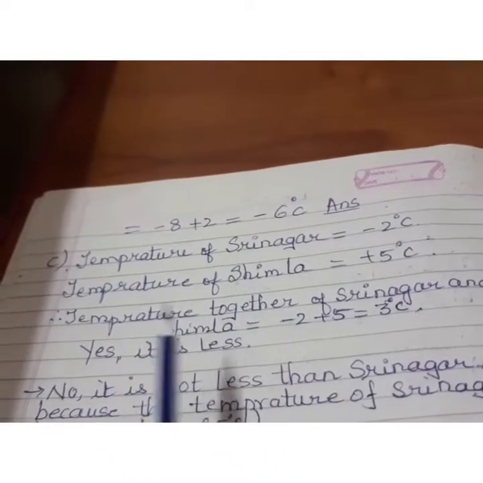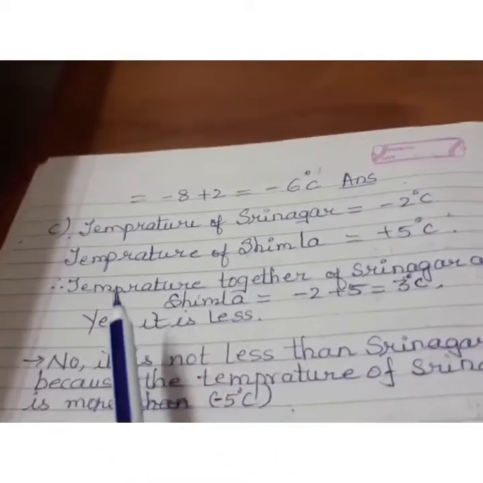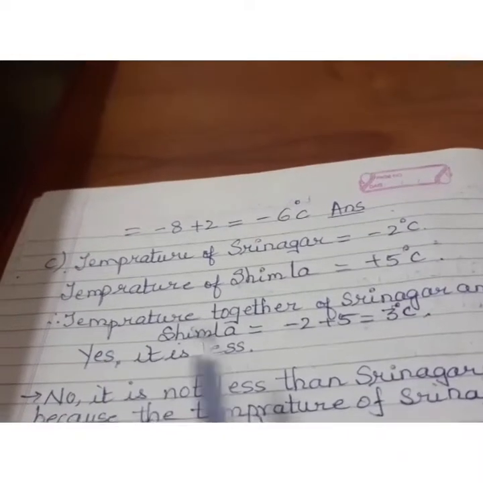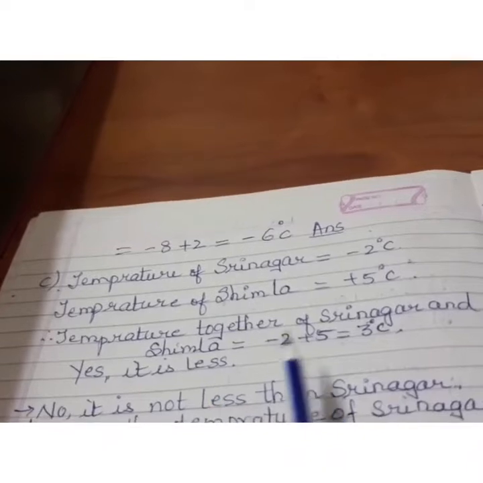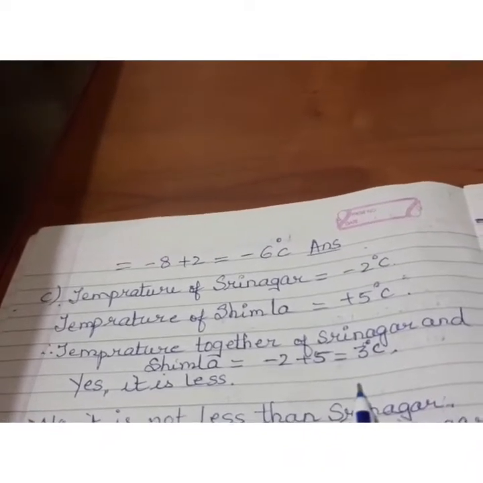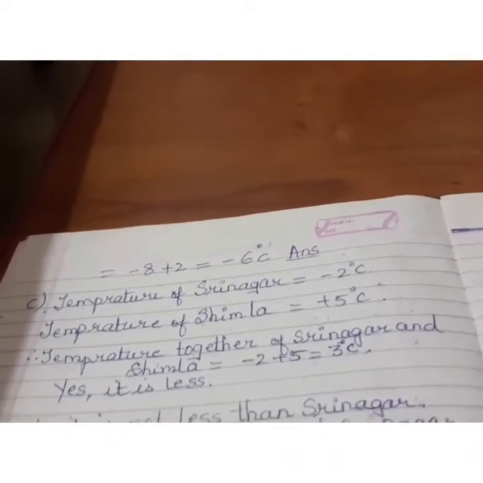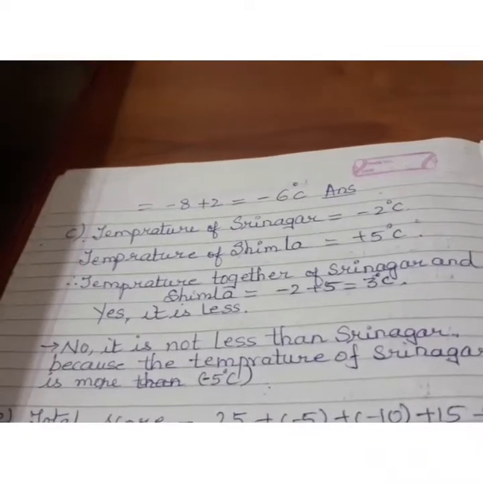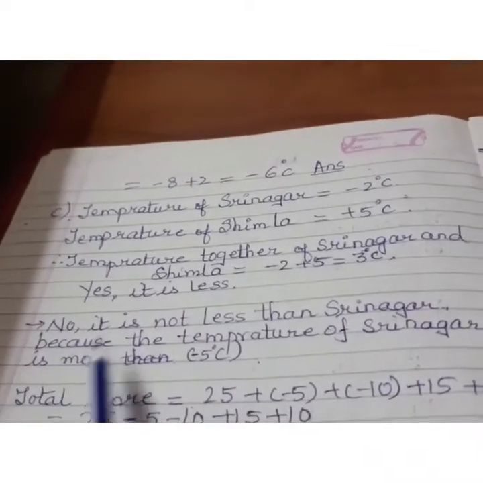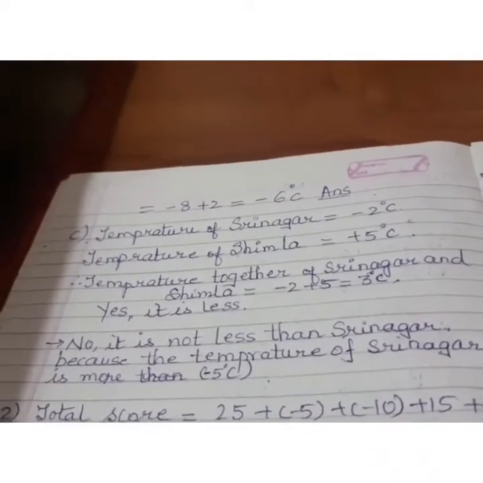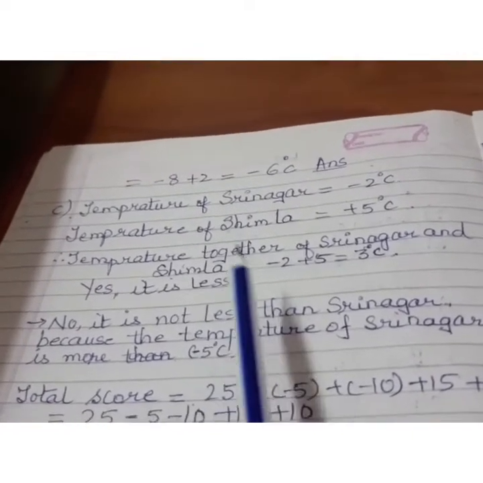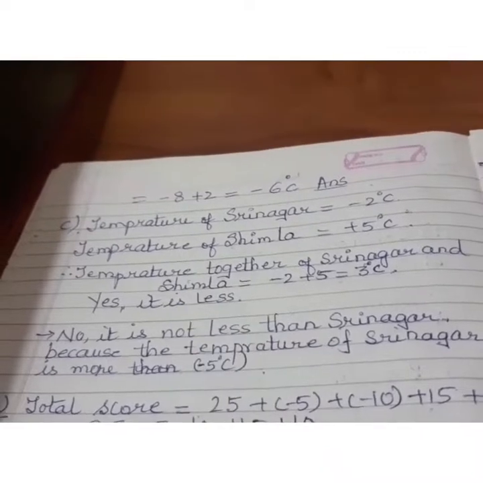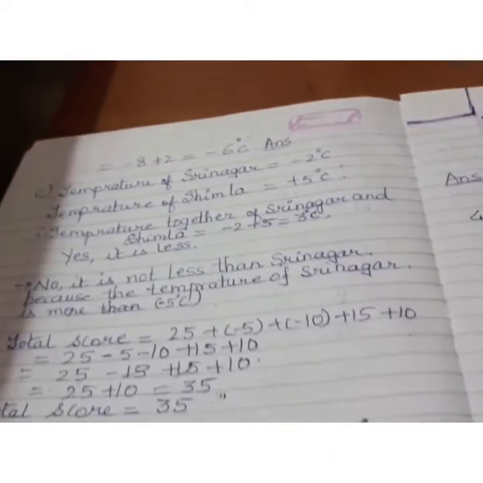Whose temperature do we have to look at? Shimla. Can we say that the temperature of Srinagar and Shimla together is less than the temperature of Shimla? Yes, it is less than the temperature of Shimla because it is 3 degrees and the temperature of Shimla is 5 degrees centigrade. So it is less than. And no, it is not less than Srinagar, because what is Srinagar's temperature? It is -2 degrees. So this is more than Srinagar's temperature but less than Shimla's temperature.